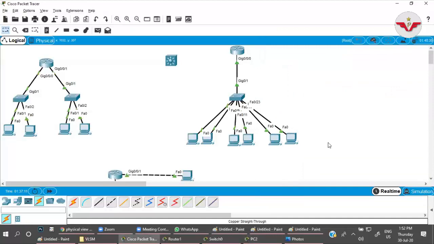Any question? So these are three types of VLAN configuration which you can do. One is using different ports of a router. The second is using a layer 3 switch. The third is with the process router on a stick. Any question from this, guys? Any confusion? Any question?